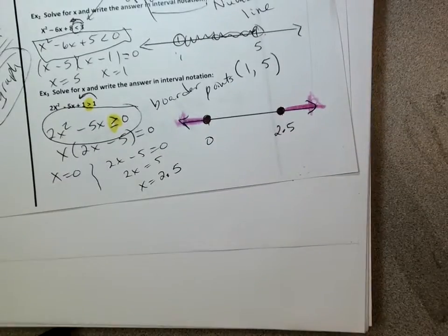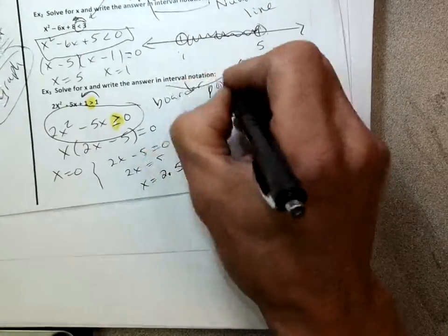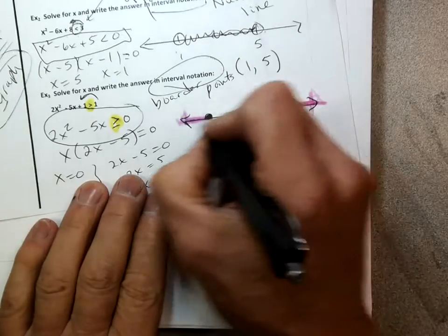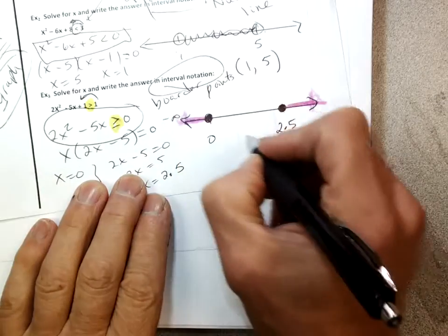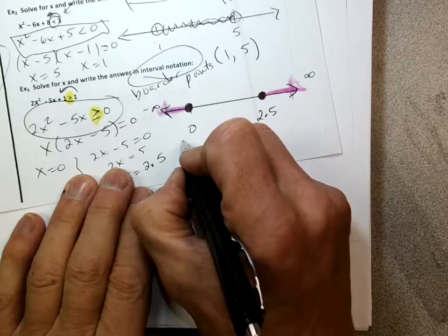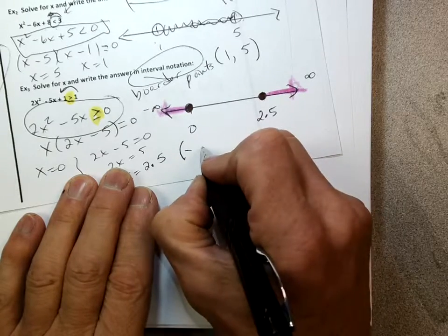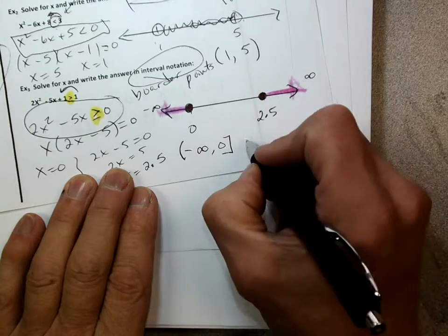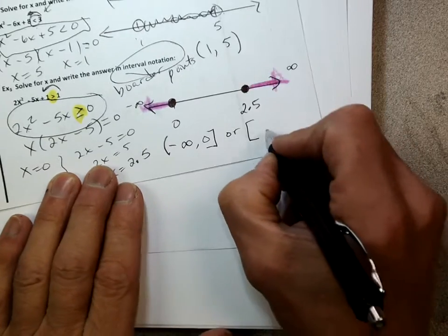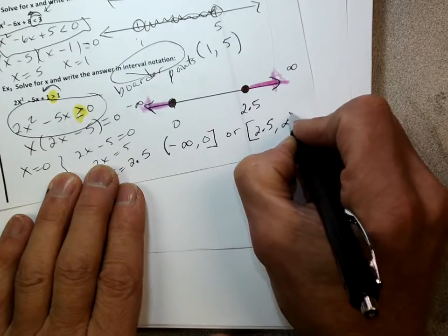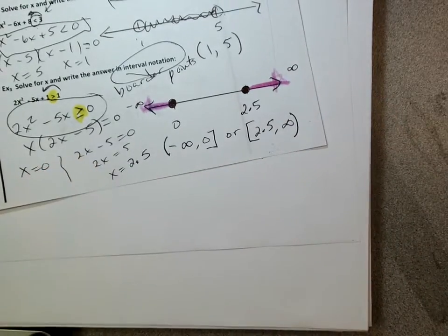Now, awesome. Great job on the number line, but we want to put it in interval notation, right? So, this arrow goes to negative infinity. This arrow goes to positive infinity. So interval notation is going to be parentheses, negative infinity, comma 0, bracket, or bracket 2.5 comma infinity, parentheses, because you can't get to infinity, okay?